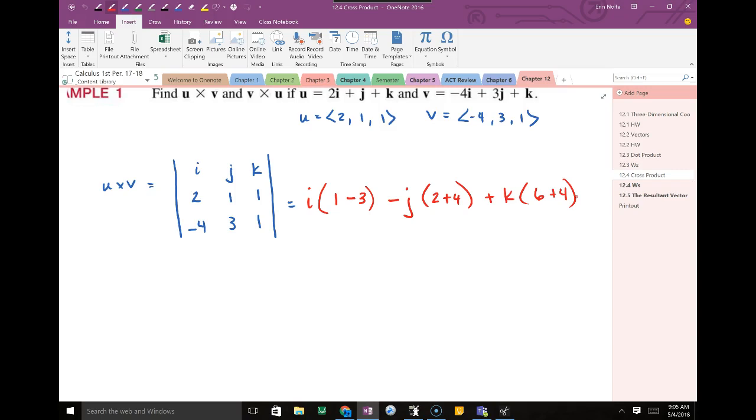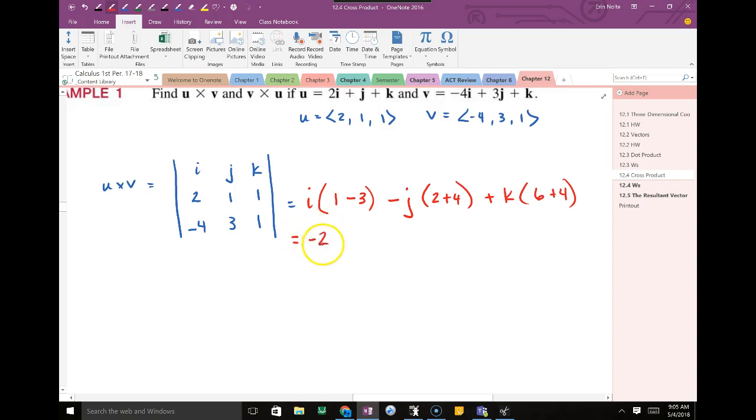For the k, we're going to use these two. So it's going to be 2 times 3. So 6 minus -4. Is everybody okay? So let's finish this off. We're just going to simplify and we're going to have a vector left over. What's 1 minus 3?